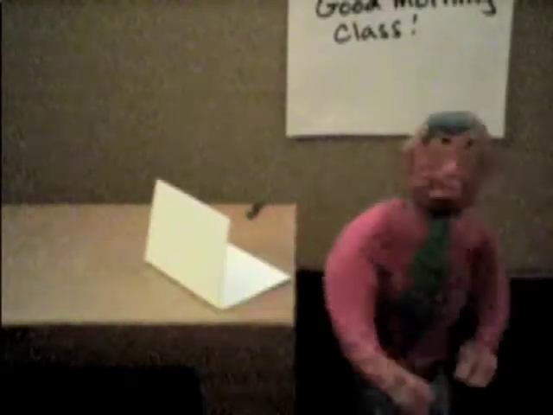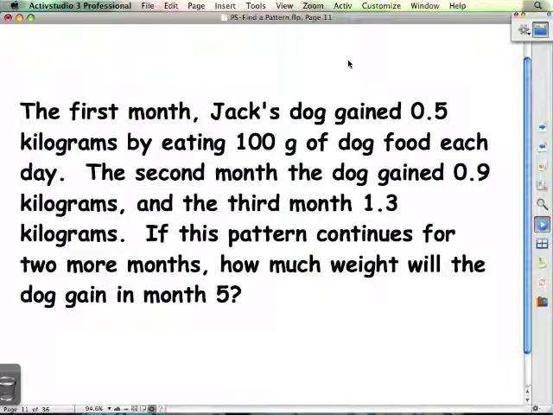Now you watch as we model one for you. Please follow along as we model this process for you. The first month, Jack's dog gained 5/10 kilograms by eating 100 grams of dog food each day. The second month, the dog gained 9/10 kilograms, and the third month, 1 3/10 kilograms. If this pattern continues for 2 more months, how much weight will the dog gain in month 5?